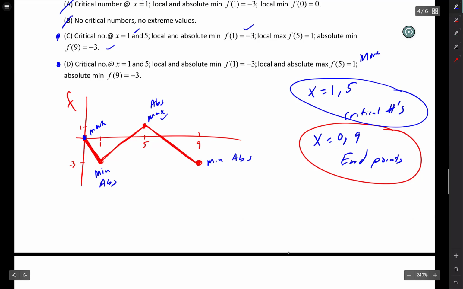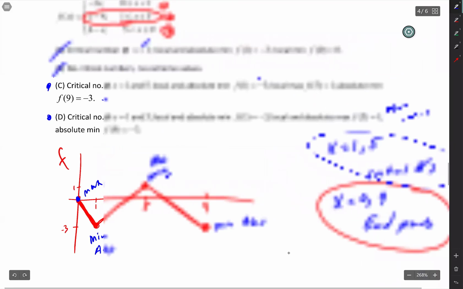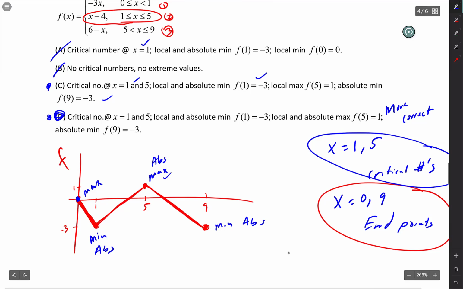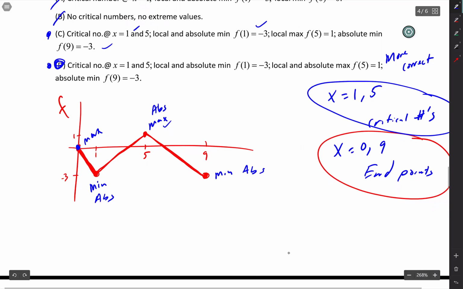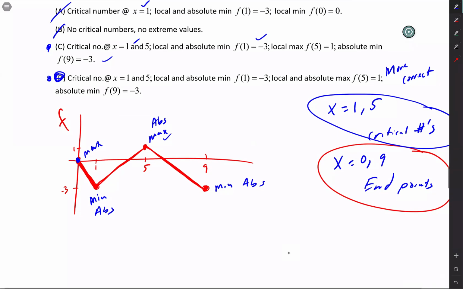Yeah, it's still not the most correct. You're right. More correct. This is a UH question, by the way. I apologize. Letter D is the most correct, guys. It's not the best correct, like Miss Tiff was saying. The best correct would be to say what? Local and absolute min at f of 9, local and absolute min at x of 1, absolute and local at f of 5, local max at 0. That would be the most correct, but they don't have that. So letter D is the best one.